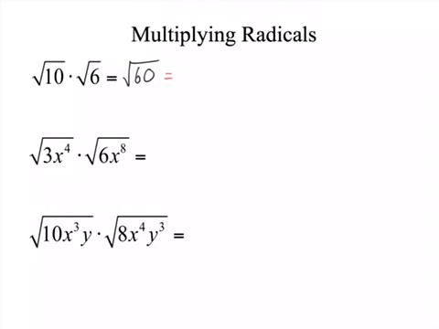Now, what square number goes into 60? And that's what we're looking for, because we're breaking it apart, finding a square number that goes into 60. And hopefully you see it's 4 times 15. And the square root of 4 is 2. So my answer is 2 square root 15 is the answer to this multiplication problem.